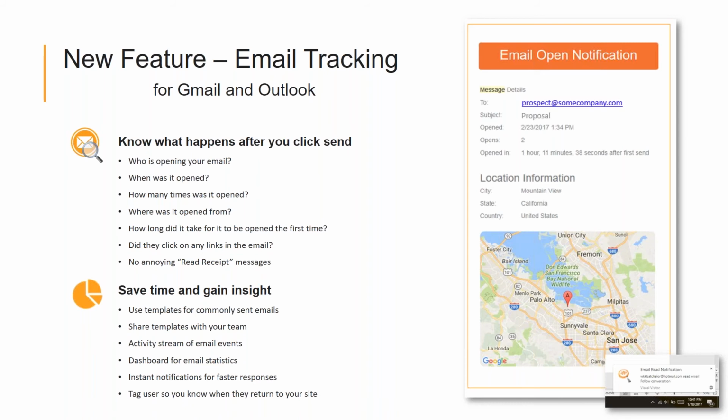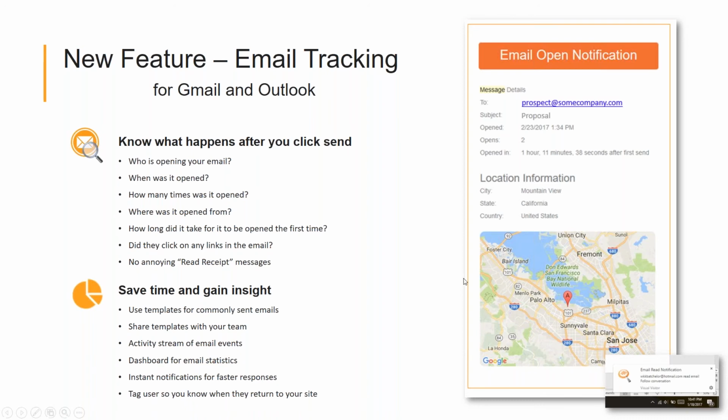Now, we've also added in some additional time-saving features, as well as some features to allow you to gain insight into the emails that you're sending. So inside of this new feature, we've added templates for commonly sent emails, so you don't have to retype the same email or even cut and paste. We have a template system that's built right in to allow you to use commonly sent emails. You can share your templates with team members. You can view your activity streams of all the tracked messages that you've sent. You can see statistics around the emails that you've sent and receive instant notifications. If you look down here in the bottom right, there's an example. But we're going to see an example in real time as I get to the demo.